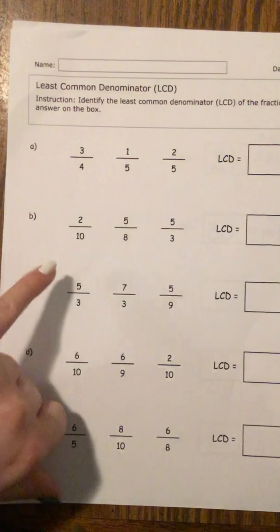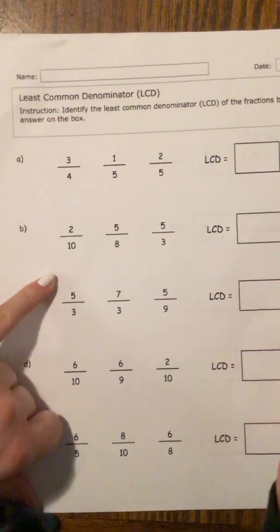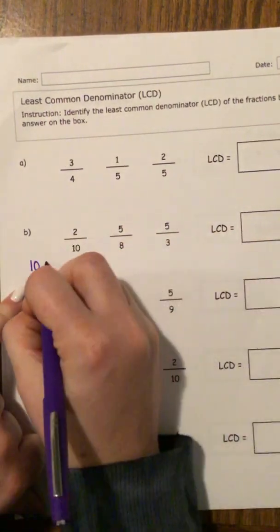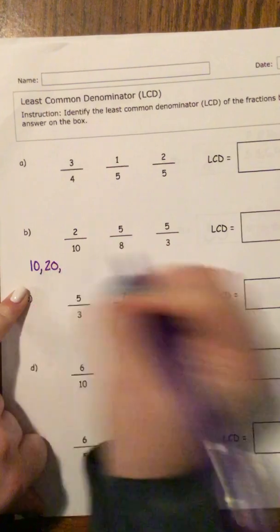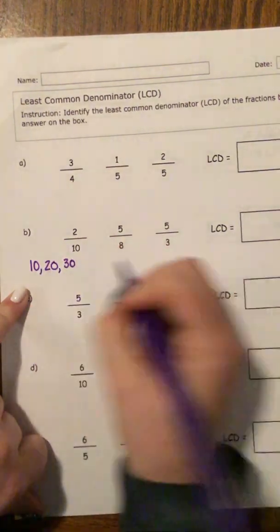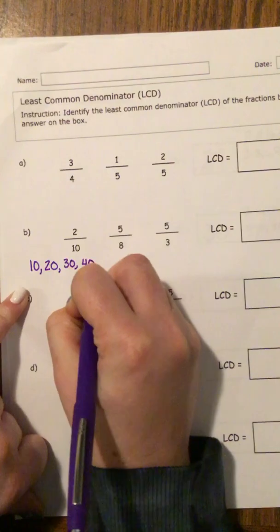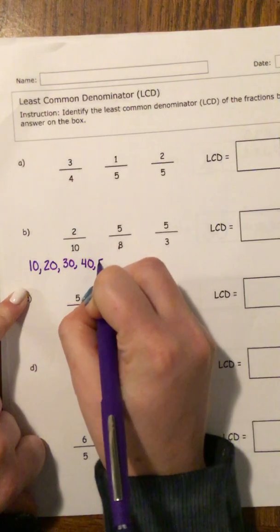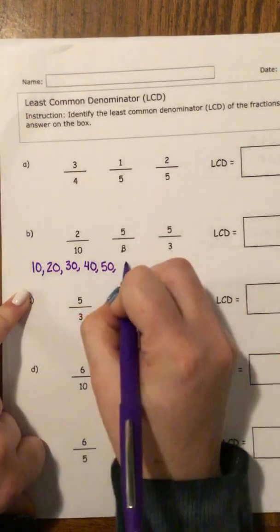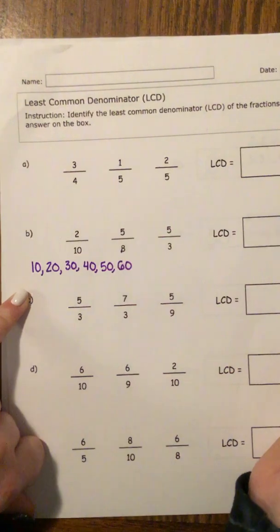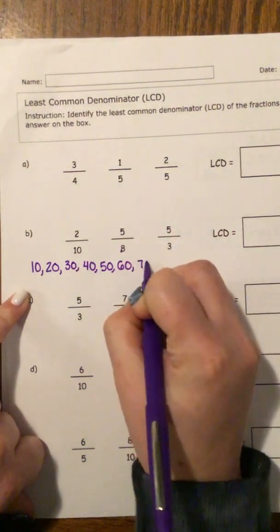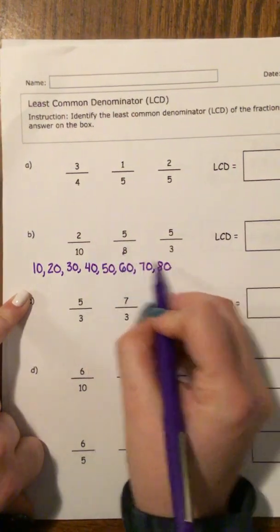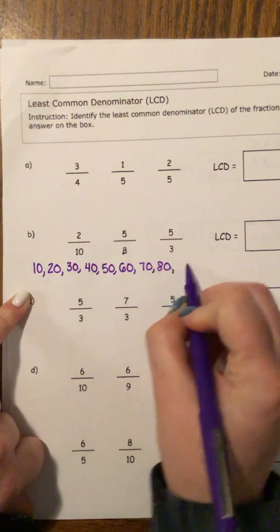So when we're doing this, I'm going to list my multiples of 10. So I'm going to go 10, 8, and 3. Neither one of those can go into that one. 20, still can't be divided by 8. 30, still not. 40, no, because 8 can go into 40, but 3 cannot go into 40. So we'll try 50, no. 60, no. 70, no. 80, well, 8 can go into it and 10 can go into it, but 3 cannot.